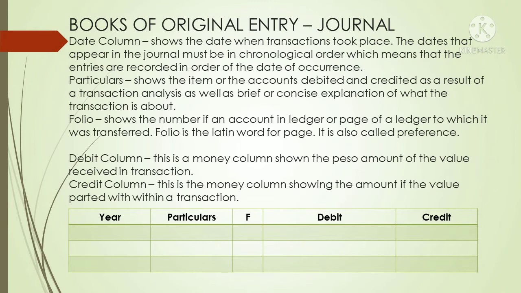So in the money columns, debit and credit, this is where you write the amount. Okay? You no longer need to use a comma or period. Since it is a money column, it is already understood and you do not need to use the peso sign. Okay?